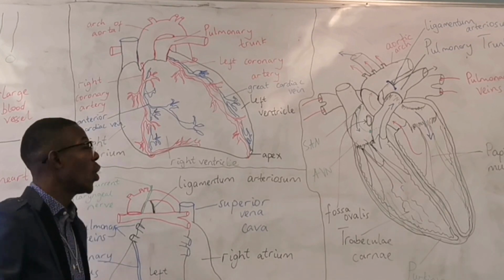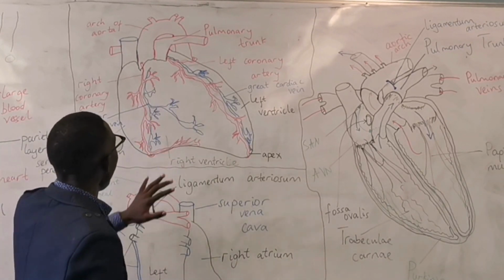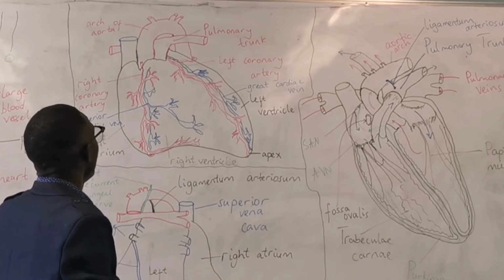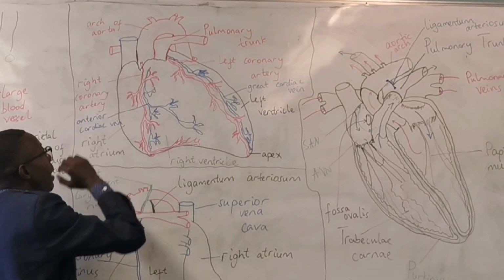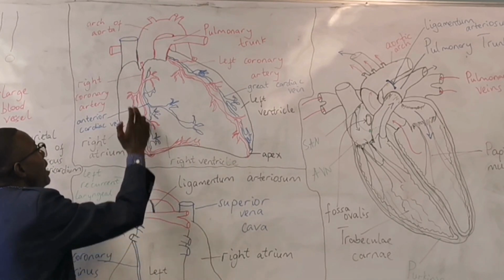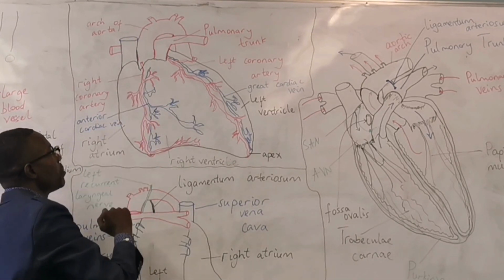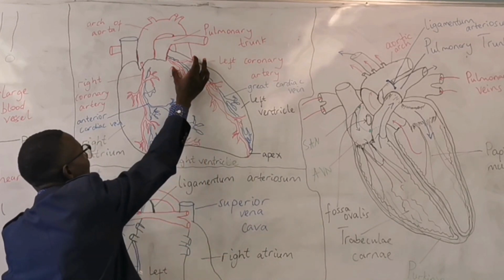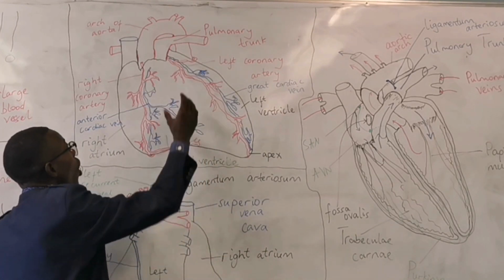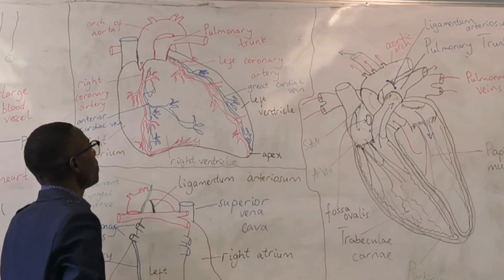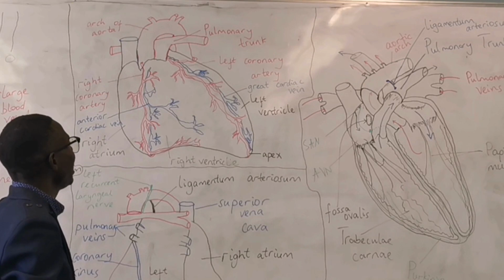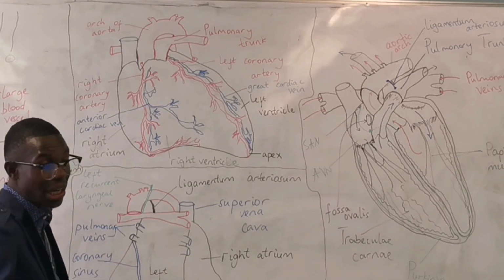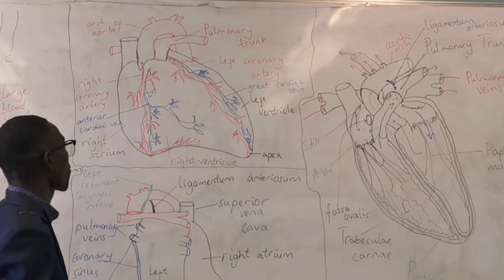So the sternocostal surface is going to have these features of the heart. We are going to have the right ventricle, the right atrium, and the left auricle of the left atrium, and a part of the left ventricle is going to take part in forming the sternocostal surface. So that's the first surface that we have.